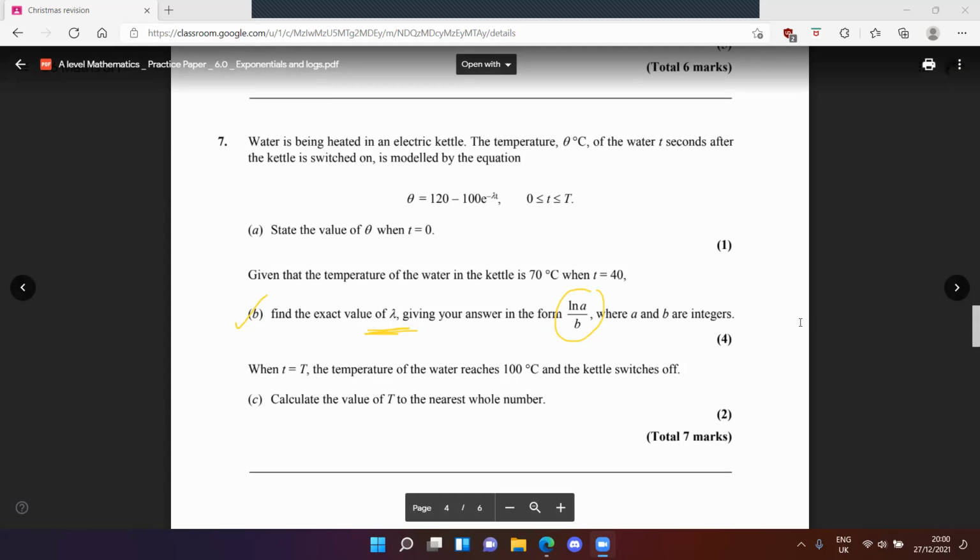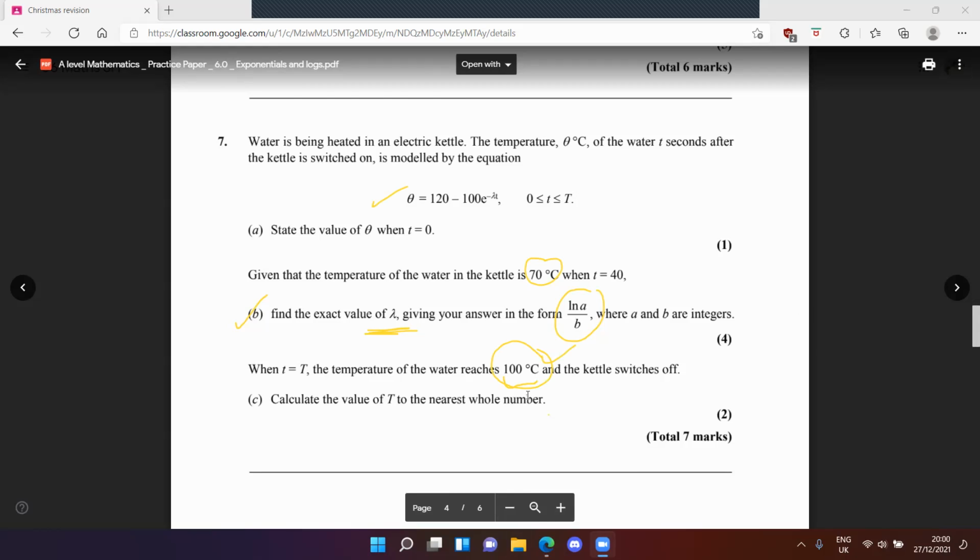When T is capital T, the temperature of the water reaches 100 degrees and the kettle switches off. Find the value of capital T to the nearest whole number. So we just got lambda. Should I calculate lambda as a decimal value to make it easier, so I can sub it in? No, because here you calculated lambda for 70 degrees, and here it is asking for 100 degrees.